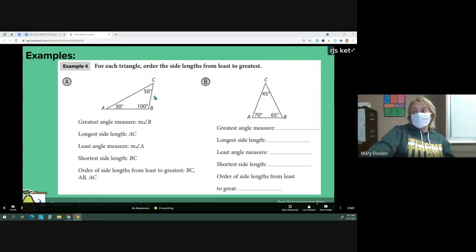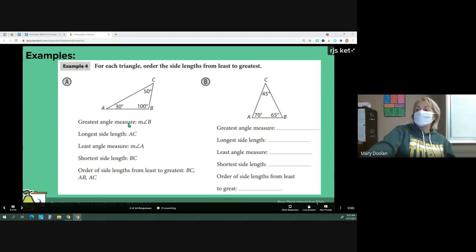We don't know anything about the side lengths, but we are given the 3 angle measures inside. So you can see angle B is 100 degrees, angle C is 50 degrees, angle A is 30 degrees. These add up to 180. That's just something that you should notice about triangles. The inside angles always add up to 180.